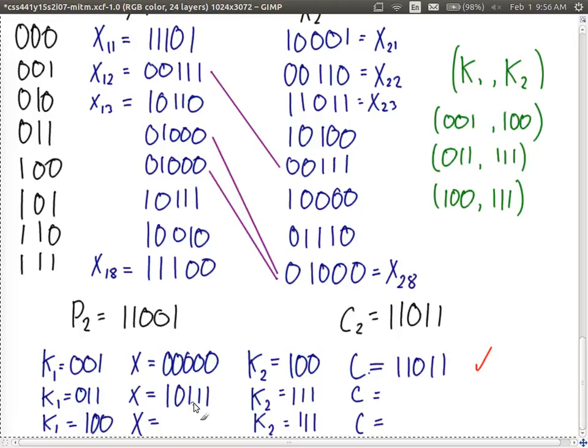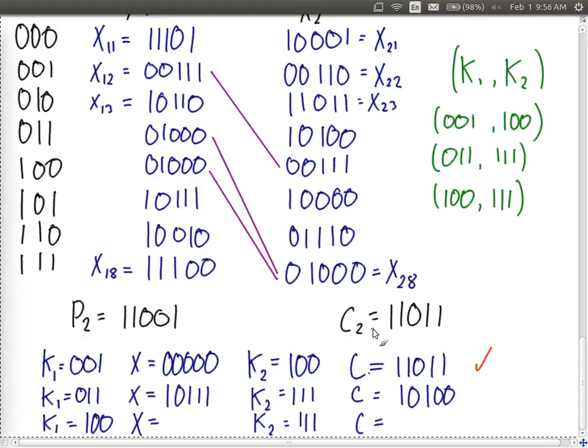Here we get 10111 out. We try key 111, and you get 10100 out. This is the wrong key pair. We know for sure now that this key pair is not the correct one because it doesn't give us the right ciphertext value.